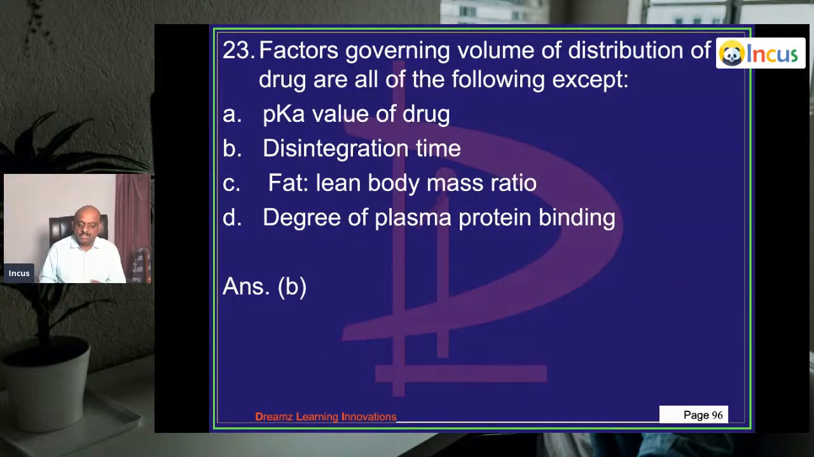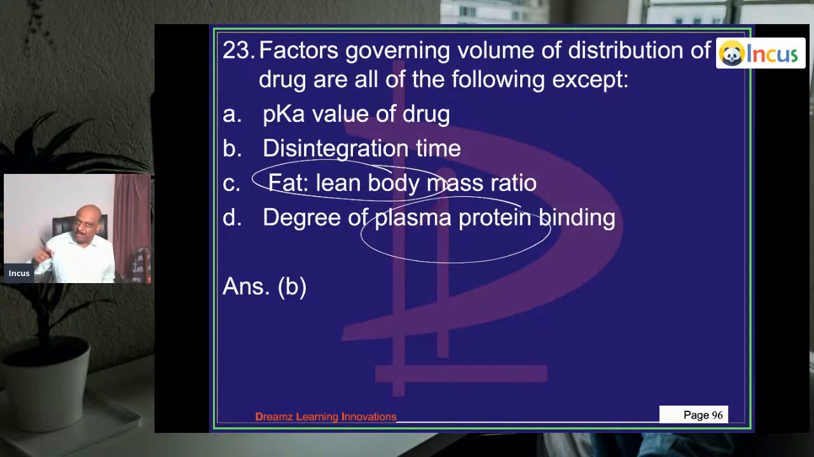What factors govern the volume of distribution of a drug? It depends on the fat-lean body mass ratio, the amount of plasma protein binding of the drug. If a drug is strongly plasma protein bound, it cannot diffuse into the tissues outside the plasma, and that typically leads to a decreased volume of distribution.